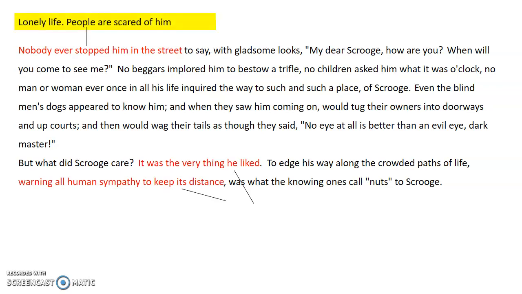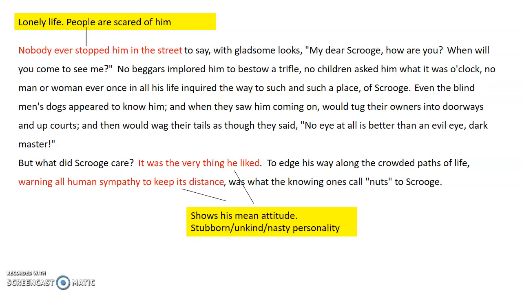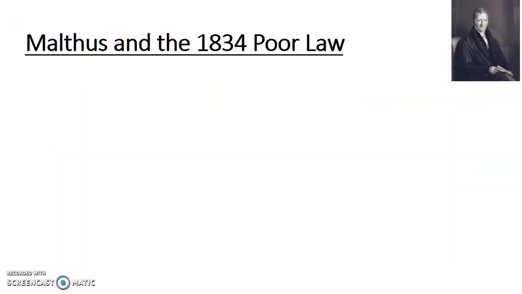On this quote here, "nobody ever stopped him in the street", he is still lonely. People are scared of him. Again, linking in with this idea that the narrator's trying to protect us. And those couple of quotes at the end of this extract show his mean attitude. He's stubborn, he's unkind, he's nasty, he's the worst person that we can ever meet. So again, a really good example of verbosity. Dickens, I think, has proved his point here that we are not supposed to like Scrooge.